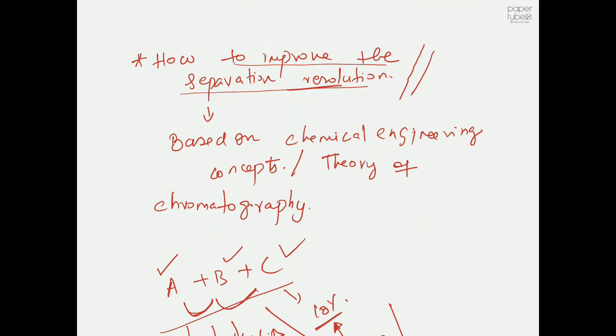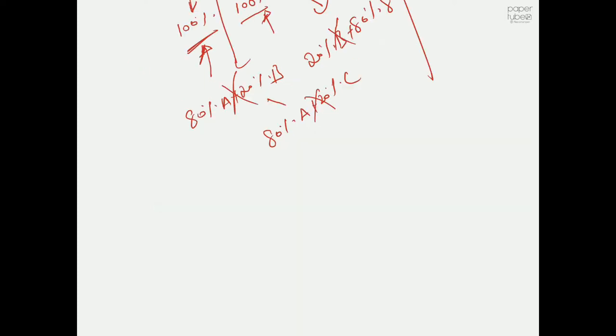And then we will use some chemical engineering concepts. We will propose some ideas on how to improve the separation resolution, purely based on chemical engineering concepts. We will talk a bit about mass transfer, about radial diffusion, so mass transfer in the radial direction, mass transfer in the axial direction, and then we will also talk a bit about the properties of the solids that we are going to fill in the chromatography column, and so on.